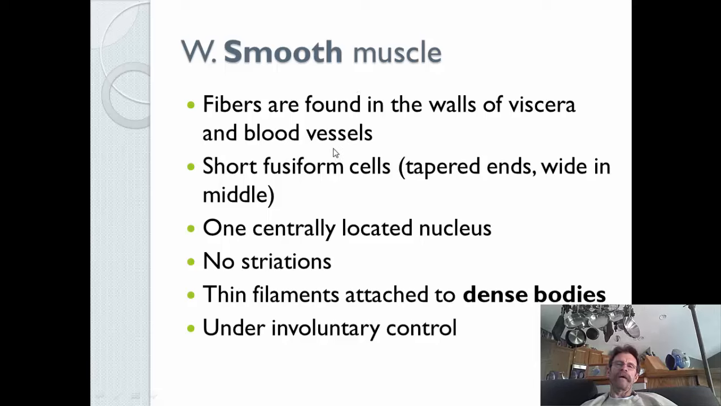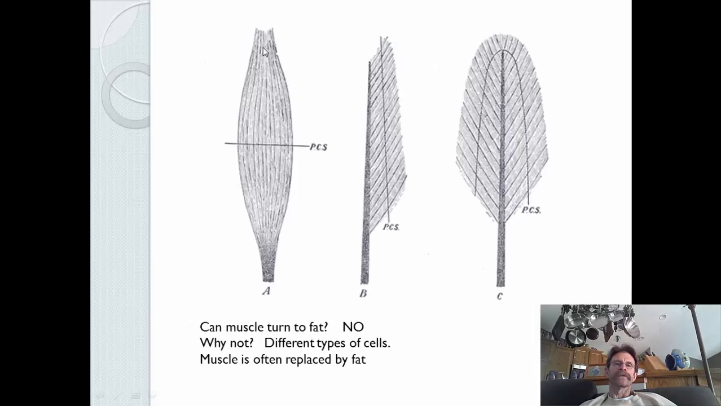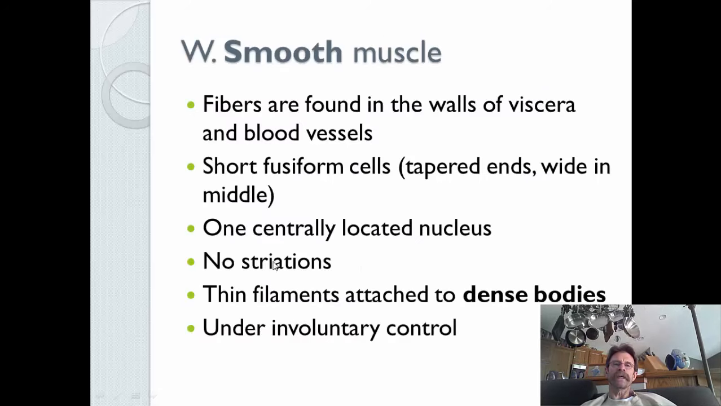Smooth muscle cells are found in the walls of viscera and blood vessels. They're short fusiform cells. So what's a fusiform cell? A fusiform cell has tapered ends, wide in the middle. So it'd be tapered at an end, wide in the middle. Now this is actually a muscle, but that's what the cell looks like for a smooth muscle cell.